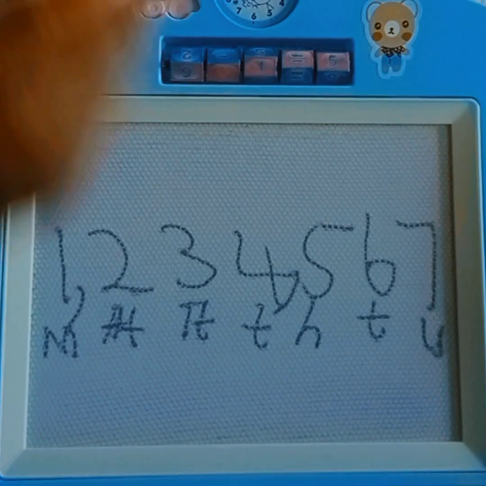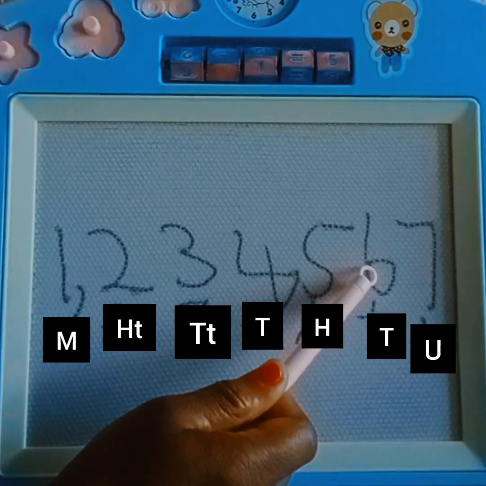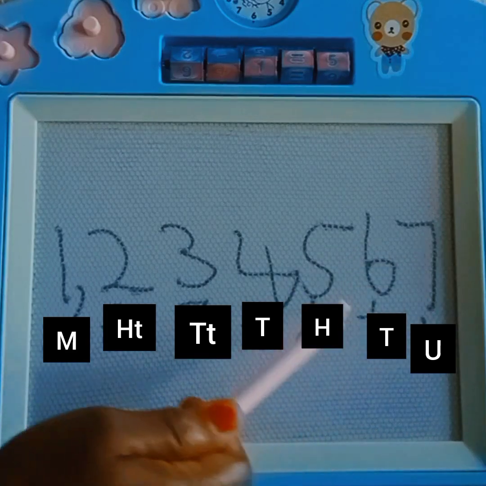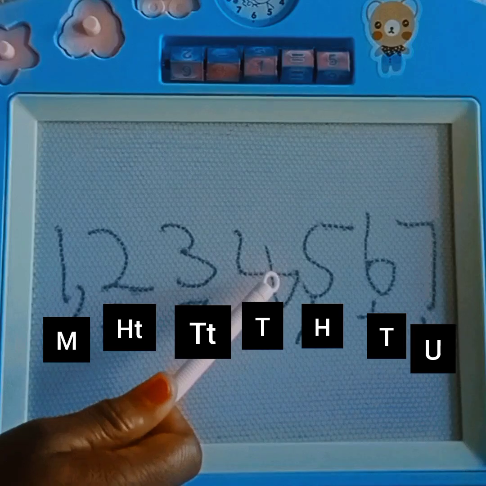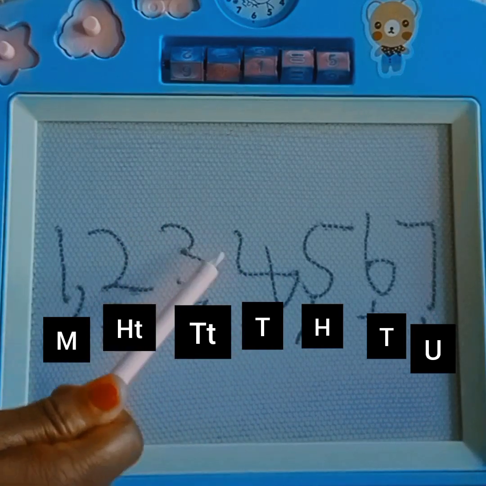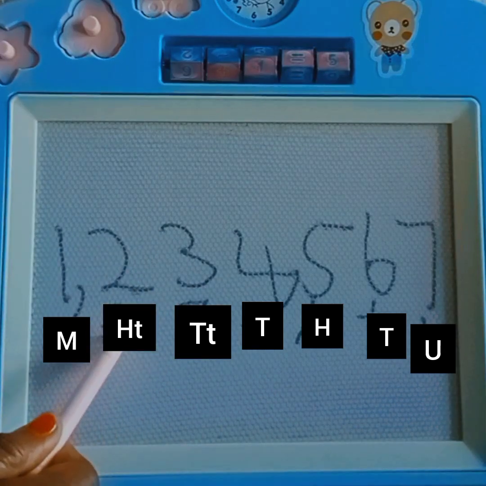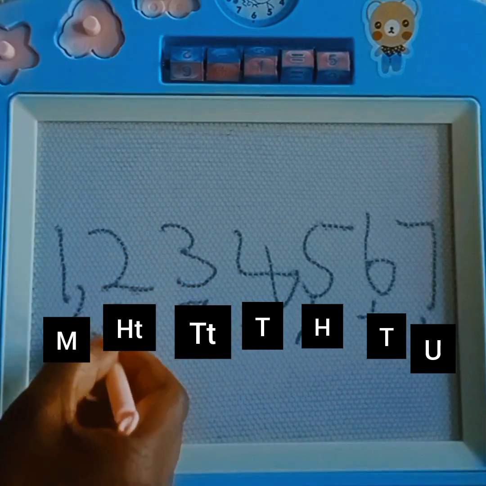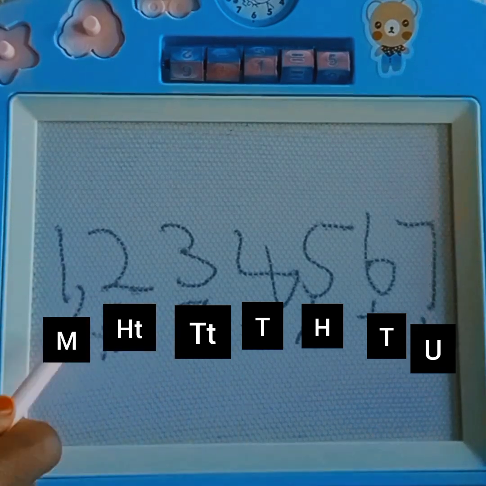Can you see? That means the place value of 7 here is units. The place value of 6 here is tens. The place value of 5 is hundreds. The place value of 4 is thousands. The place value of 3 here is tens of thousands. And the place value of 2 here is hundreds of thousands. And the place value of 1 is millions.